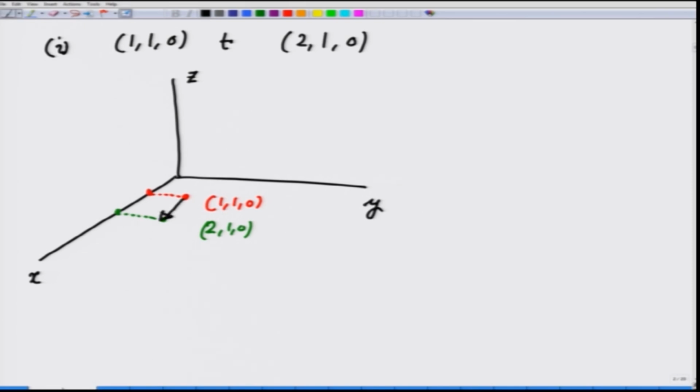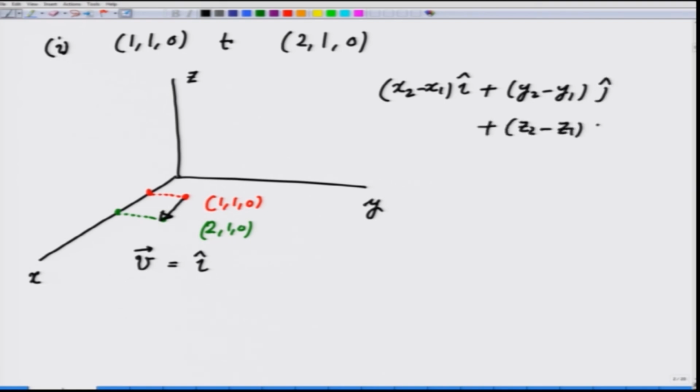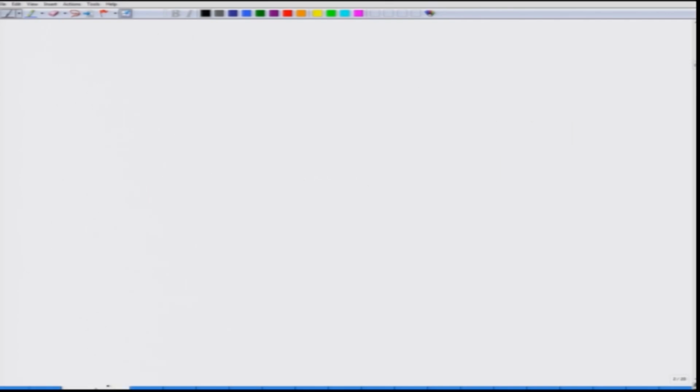You can easily see that this vector v, if I call it, is nothing but 1 step in the x direction, i. Let us do it mathematically. Mathematically, the vector is x2 minus x1 i plus y2 minus y1 j plus z2 minus z1 k, and that immediately gives you that this vector is i. What I want you to notice though is, when you practice these problems, make these diagrams. So, remember vector 1 is i. How about vector 2?